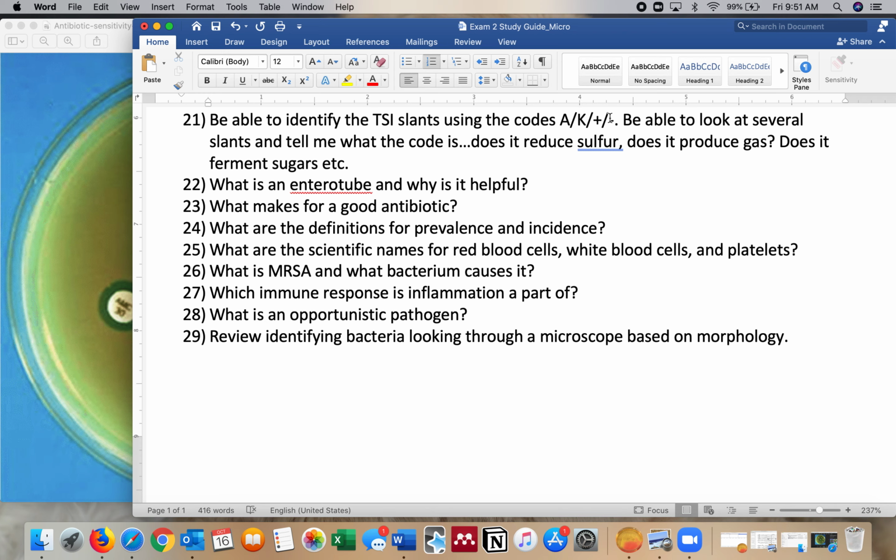And then does it produce gas? That's going to be this final minus sign over here. So if it produces gas, you're going to see big fissures or cracks, or the very bottom of the agar might be lifted off of the test tube, okay? That means that there's gas being produced, which means there would be a plus sign. If it doesn't produce gas, it would be a minus sign, okay?